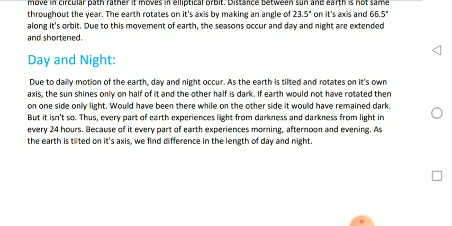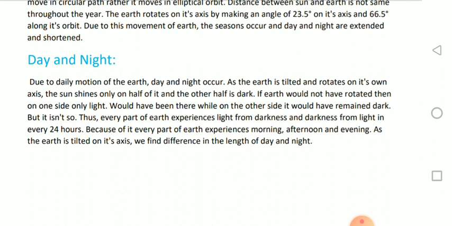Due to daily motion of the earth, day and night occur. As the earth is tilted and rotated on its own axis, the sun shines only on half of it and the other half is dark. If the earth had not rotated, then on one side only the light would have been there, while the other side would have remained dark. But it isn't so. Thus, every part of earth experiences light from darkness and darkness from light in every 24 hours.